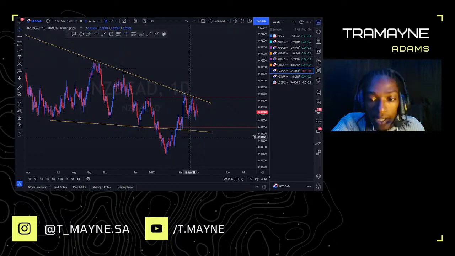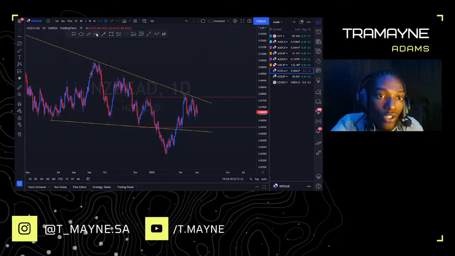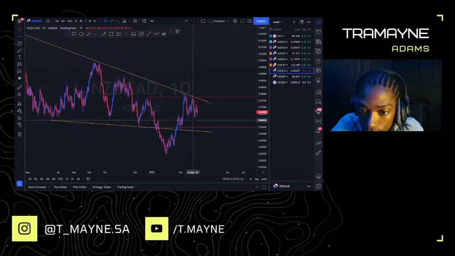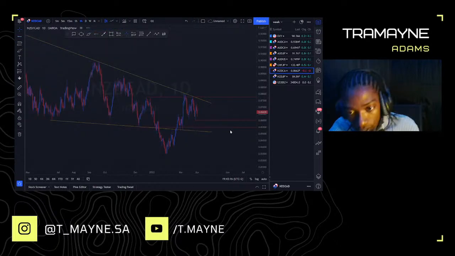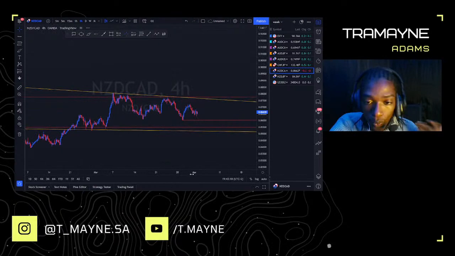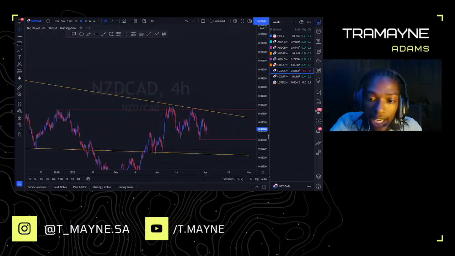Now what I also wanted to do was just take into account this most recent support structure over there. Now let's go down to the 4 hour, get those nice points of interest on where, if we can sell this market, where can we look to sell it?